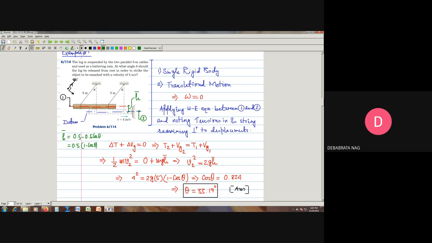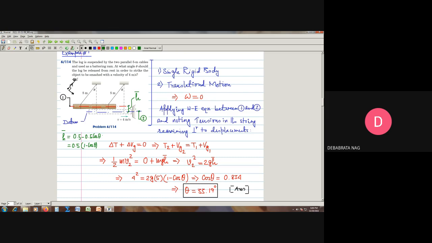We see therefore that V2 square is equal to 2g h bar, and on substituting this value of h bar, we find that cos theta turns out to be 0.834. That means theta becomes equal to 33.19 degrees. So the system needs to be released initially such that the strings make an angle of 33.19 degrees with respect to the vertical, so that when the strings become perfectly vertical, the ram would acquire the desired velocity of 4 meters per second with a view to smash the particular object which it is supposed to smash.